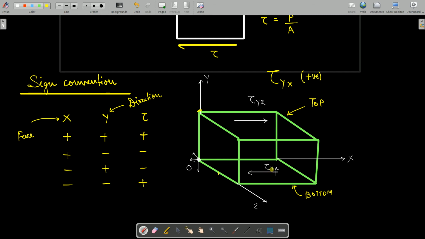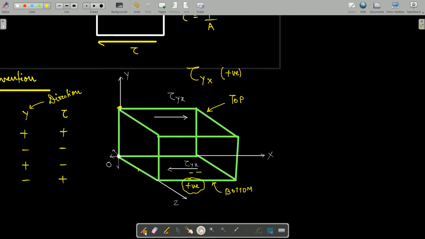Now see this one. Which is the face? Face is y, where? Negative side. So y face is negative. Which direction you are going? We are going towards negative x-axis. That means this is also negative. So negative negative is positive, and hence we can consider that this shear stress is also a positive stress.